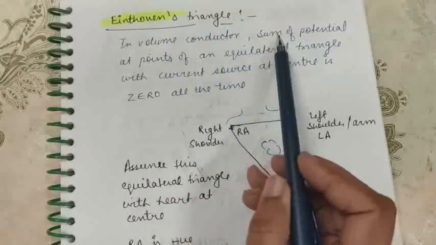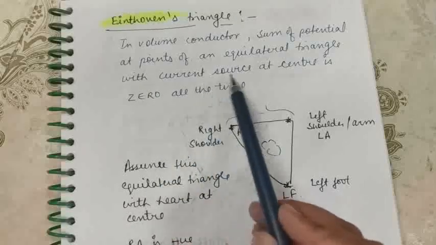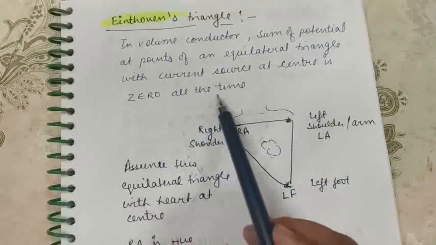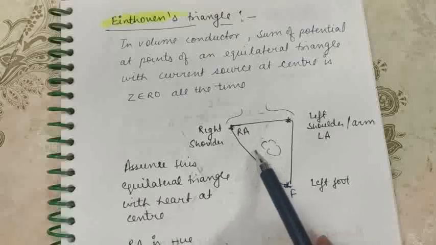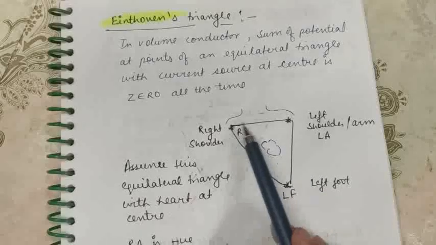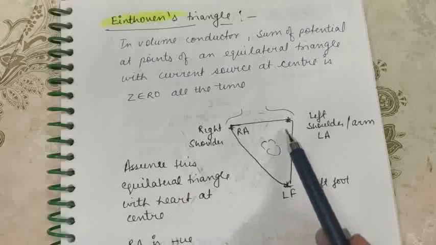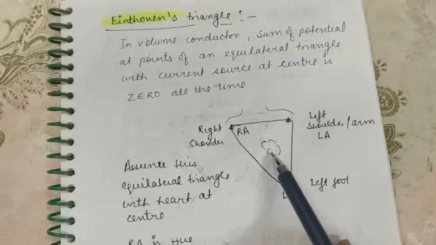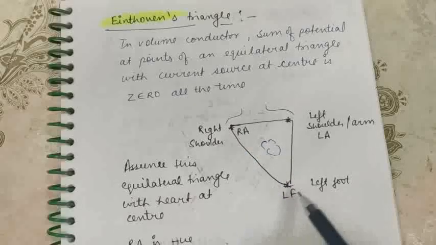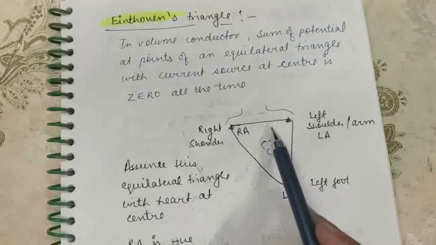In a volume conductor, the sum of the potentials at the points of an equilateral triangle with a current source at the center is 0 all the time. What that means is, if we place electrodes on both shoulders and some area around the left thigh, assume this is an equilateral triangle with the heart at the center. So what he said is, assume this is an equilateral triangle, the sum of all the potential changes is 0.